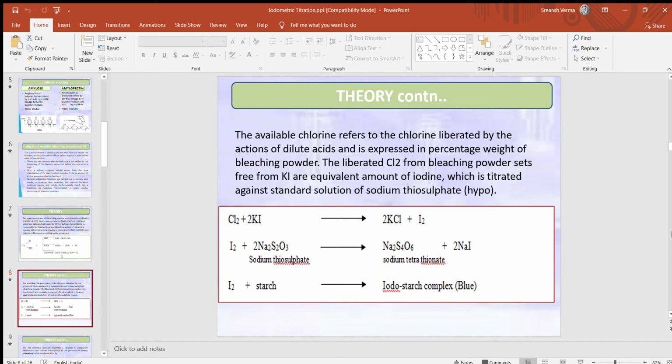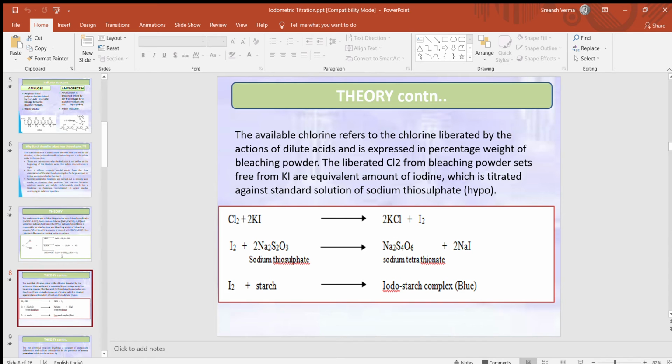So always remember, we always use excess of KI when we are performing this titration, and this excess of KI will lead to the formation of these triiodide ions, which are much more soluble than iodine. Once this iodine is released, sodium tetrathionate and sodium iodide are formed. The iodine is going to react with the starch, which is an indicator, and forms a charge transfer complex, which is an iodostarch complex having a bluish black color.